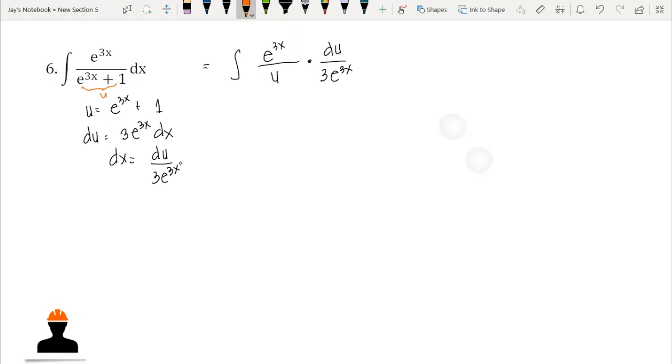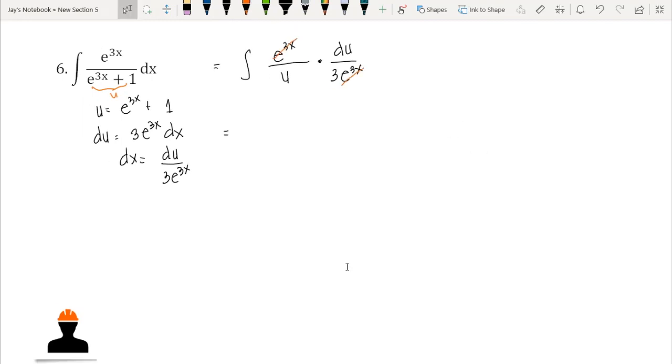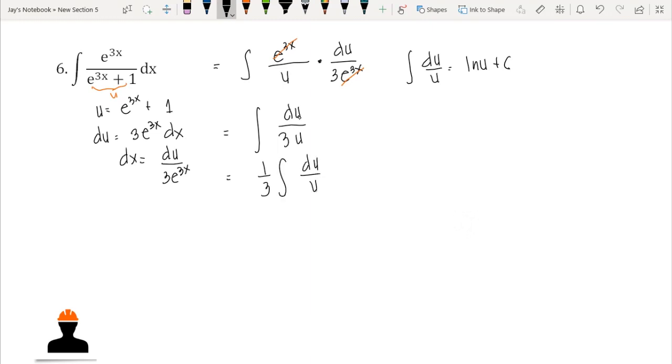And now take note, we can cancel out e raised to 3x. And we have the integration of du over 3u. Okay, and we know that the integration of du over u is the natural logarithm of u plus c. So we can take 1/3 outside of the integrand. We have 1/3 of du over u, and that gives us 1/3 the natural logarithm of u plus c. Now, this should not be our final answer.